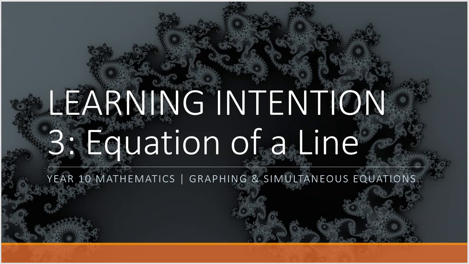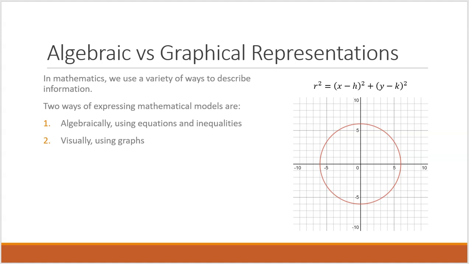Jumping straight into it, in mathematics we've got two ways of expressing mathematical models. The first way, and what we've been looking at the last few weeks, is the algebraic representation, where we've got, say, x's and y's, and we try to understand the relationship between those variables. Secondly, what we're looking at next is the visual interpretation of mathematical models, so looking at graphs.